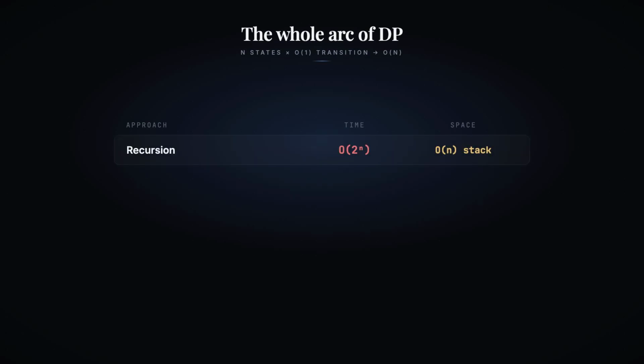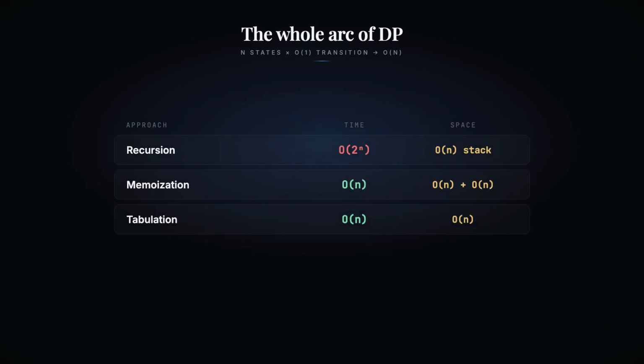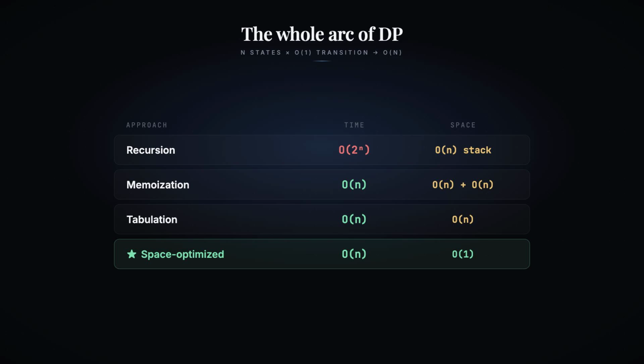Let's recap the journey. We started with exponential brute force. Memoization made it linear. Tabulation kept it linear without recursion. Then the final version kept linear time and constant space. N states, constant work per state. That's the whole arc of dynamic programming in one problem.